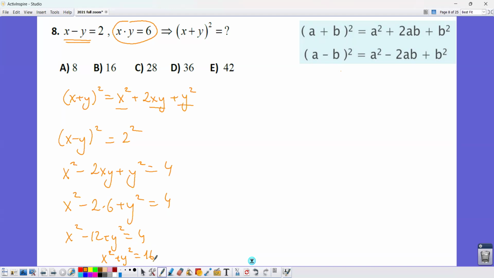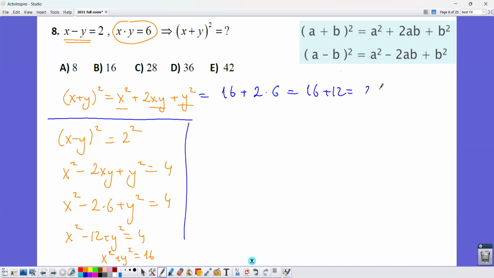We found x squared plus y squared, and we have x times y, so I can find what is asked. It will become x plus y squared: 16 plus 2 times 6, which is 16 plus 12, and it is 28, which is C. Also here, these formulas are not given. You need to remember them. These are called binomial squares.